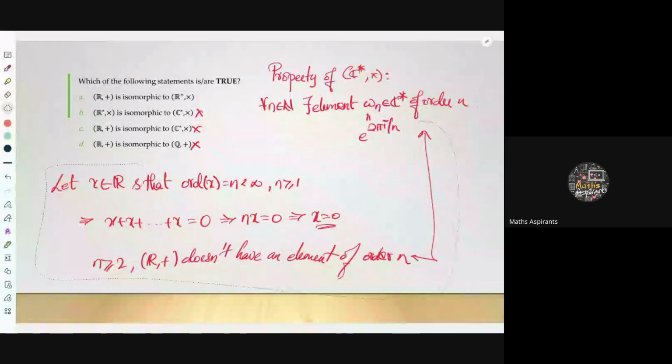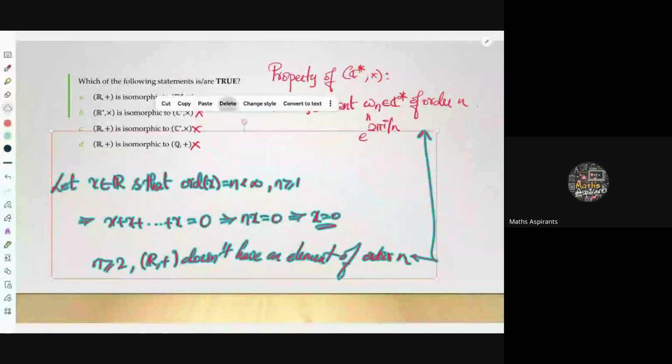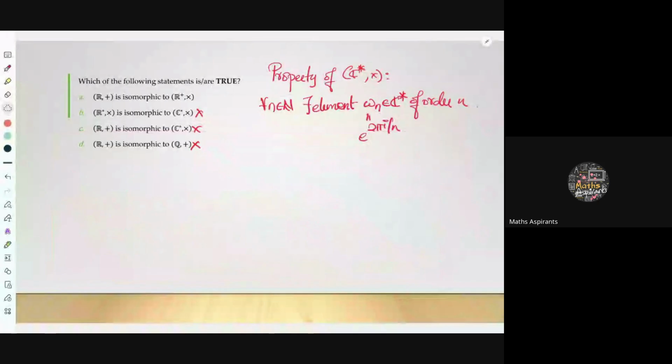So now what about the first one? Now one could use a competitive exam strategy and say that one is true, because all the three others are false. So one of them has to be true. However, one can check this. F from R plus to R plus comma multiplication, f of x equals e power x, is an isomorphism.